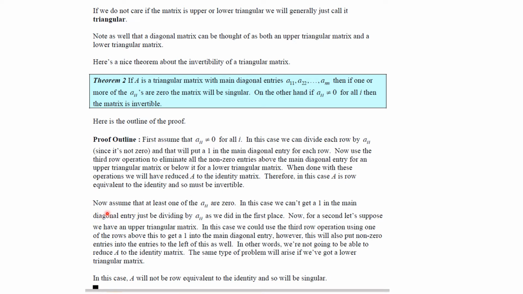Now assume that at least one of these is zero. In this case, we can't get a 1 in the main diagonal by dividing, as we did in the first place. And now, for a second, let's suppose we have an upper triangular matrix. In this case, we could use a third row operation using one of the rows above it to get a 1 in the main diagonal. However, this will also put non-zero entries to the left of this as well. In other words, we're not going to be able to reduce A to the identity matrix. The same type of problem will arise if we've got a lower triangular matrix. In this case, capital A will not be row equivalent to the identity and hence will be singular.